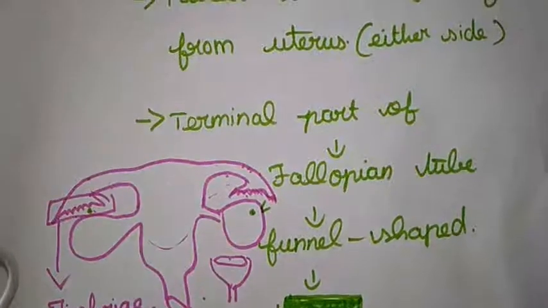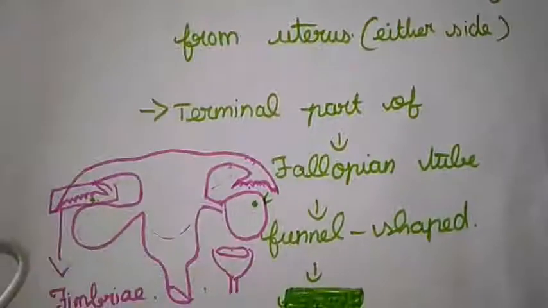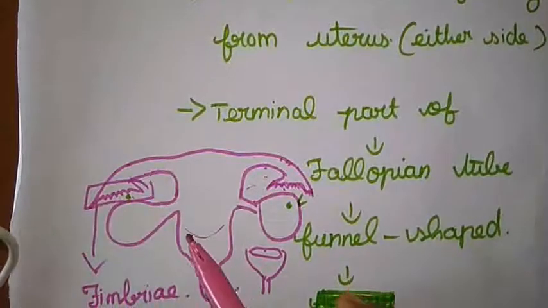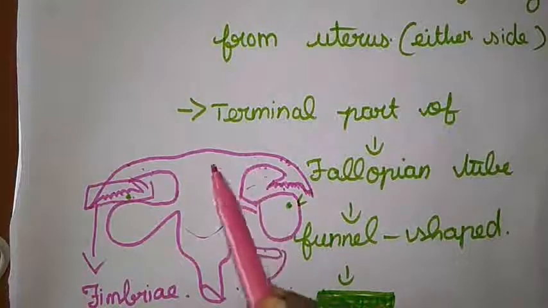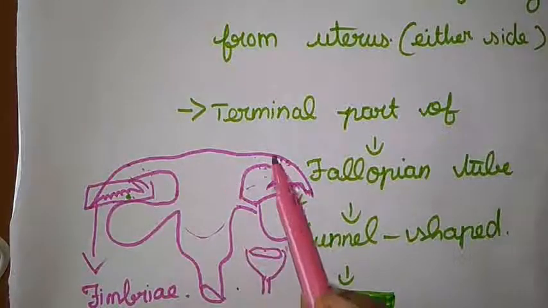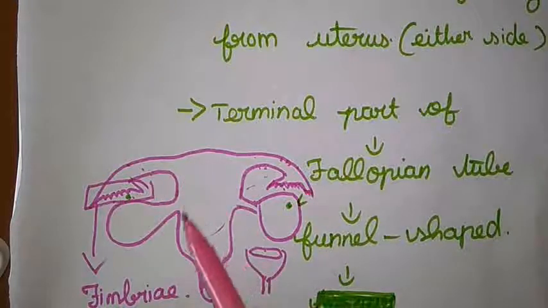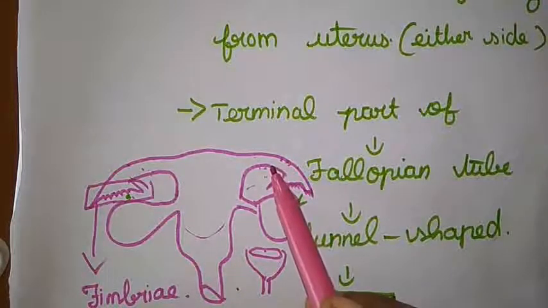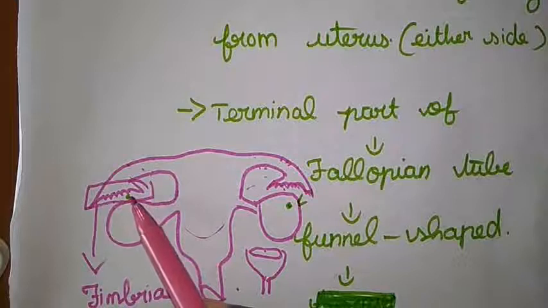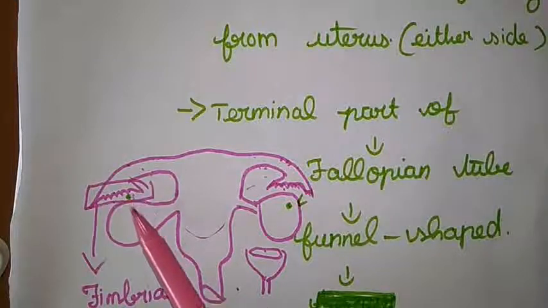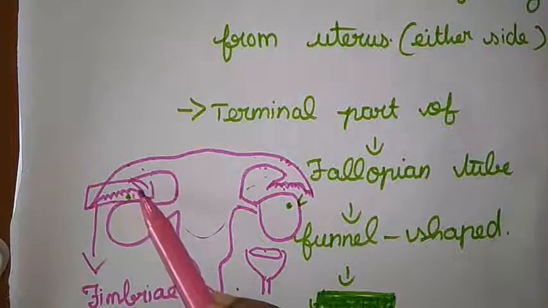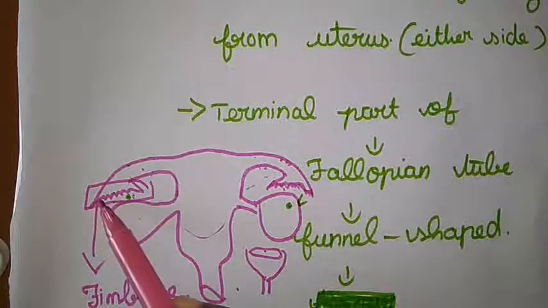I hope you have understood what a fallopian tube is. Just recall once again, see the diagram. First thing, a pair of tubes arises, two tubes, originating from the uterus. They end near the ovary. That is the terminal, the ending part.